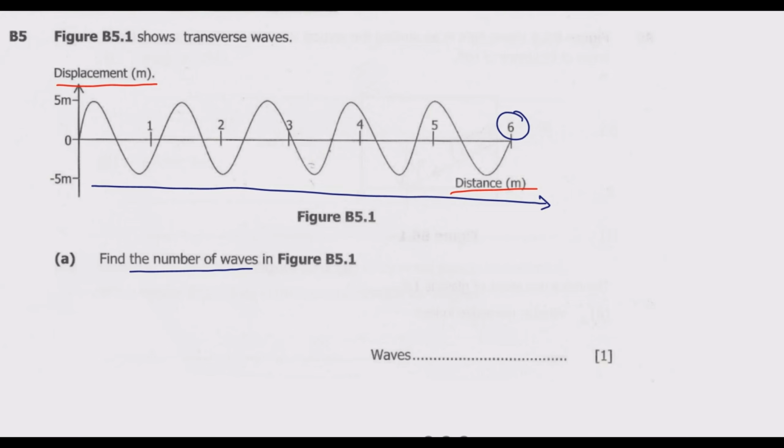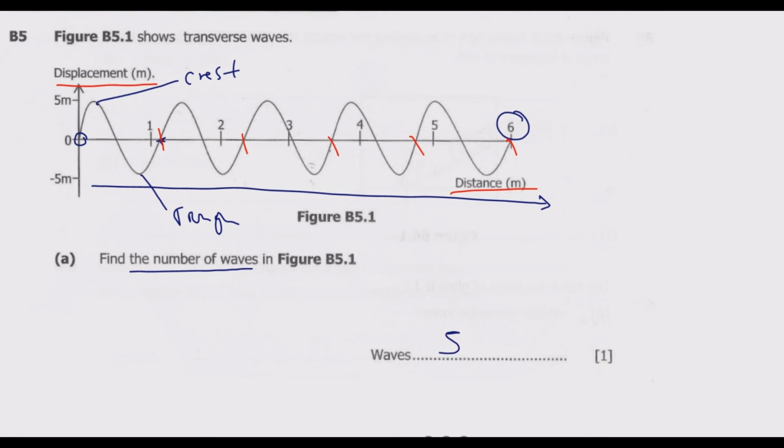It is for us to understand what makes a complete wave. A complete wave is the movement from the resting position to the crest, then to the trough, then back to the resting position. This is a complete wave. So now we need to start counting: 1, 2, 3, 4, 5. So how many waves are there? There are 5 waves.